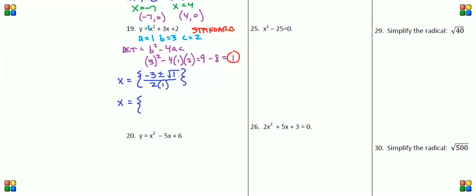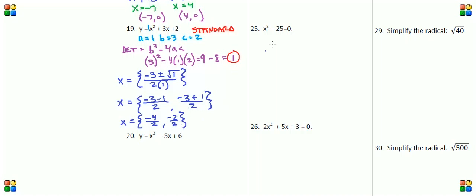Now we know that the square root of 1 is just 1. So our first answer for our x-intercepts is going to be negative 3 minus 1 over 2 times 1, which is 2, and negative 3 plus 1 over 2 times 1, which is 2. So we've got negative 3 minus 1 over 2, negative 3 plus 1 over 2. Let's finish simplifying that. Your x values are going to be either negative 4 over 2 or negative 2 over 2.